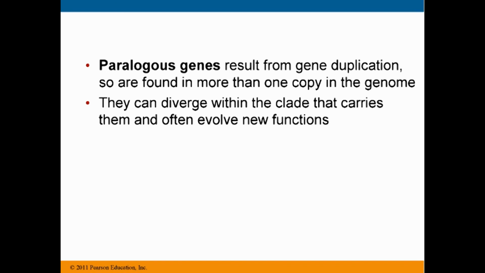Paralogous genes come from gene duplication. These result from gene duplication. So you can have these in more than one copy within the genome. So these often diverge within the clade where you see them, and the more copies that you accumulate, you very oftentimes get new functions along with that.